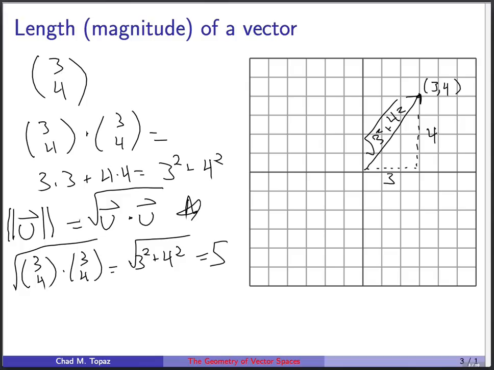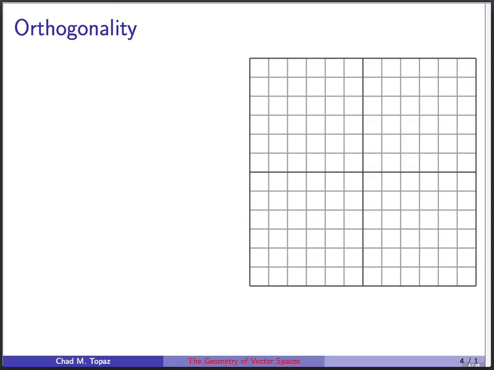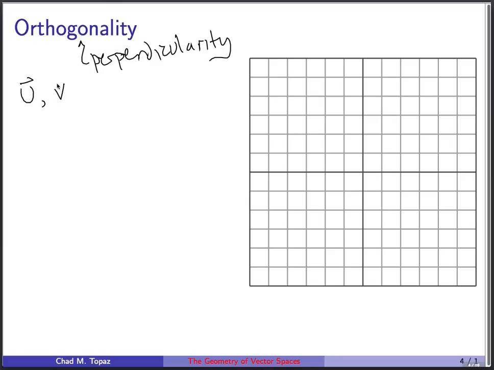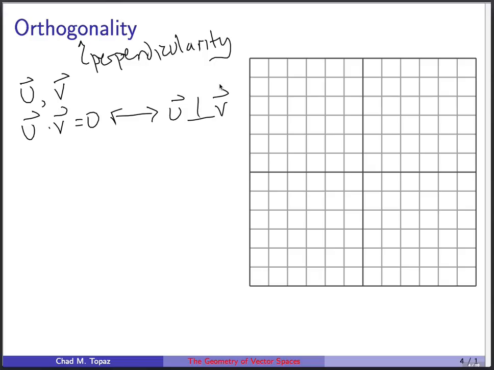That's not the only thing that you can do with the dot product. You can also determine if vectors are perpendicular, and another word for perpendicularity is orthogonality. The thing to know is that if you have two vectors u and v, their dot product equals 0 if and only if they're perpendicular. Okay? So it goes both ways. If you have two vectors and you take their dot product and it's 0, it means they're perpendicular. If you have two vectors that are perpendicular, it means that their dot product must be 0.